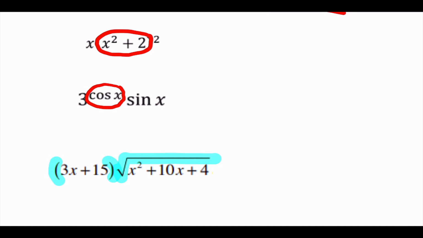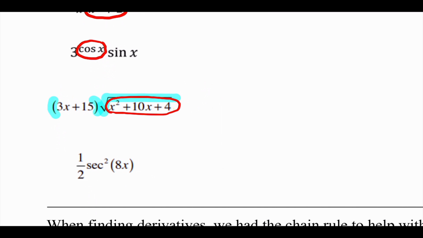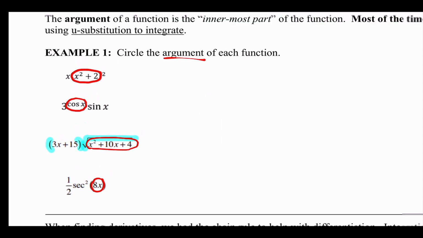The first one doesn't have a power. The second one does have a power to the 1/2. That's why that one is our argument. That one is our argument. Okay? And then the last one, it's got parentheses. This is our argument. Okay?